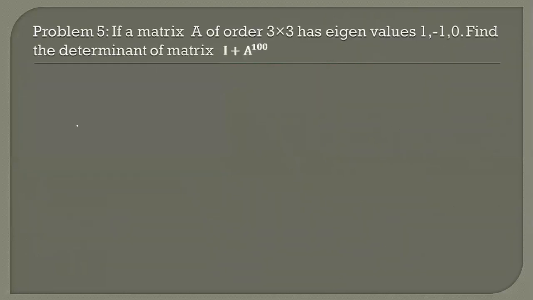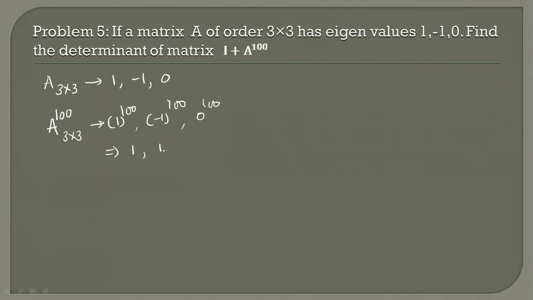Next question is not a previous year question, it is asked by some student, and it's a very standard question based on a very famous property of eigenvalues. Let's see. If a 3 cross 3 matrix A has eigenvalues 1, minus 1, 0, then find the determinant of matrix I plus A to the power 100. What about the eigenvalues of A to the power 100? It will be of order 3 cross 3. Just 1 to the power 100, minus 1 to the power 100 and 0 to the power 100. It will be 1, 1, 0.